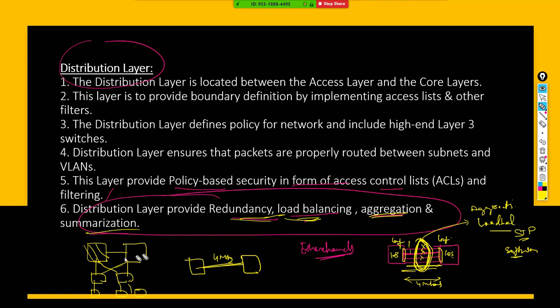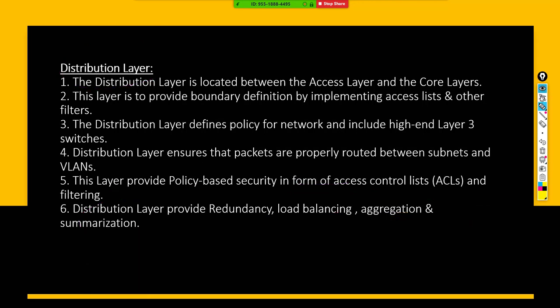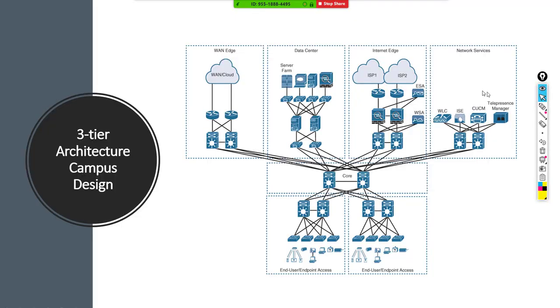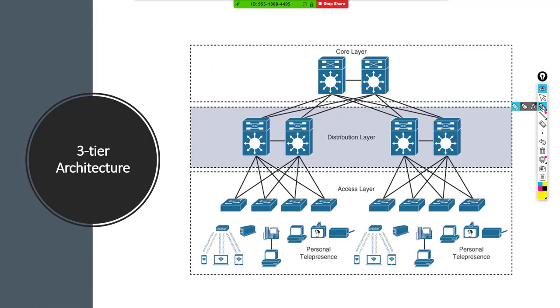Okay, redundancy is a factor where I have 2 devices, one goes down, I still have one path to go out. Okay, so these are the concepts which come under the distribution layer. If you see here, now you might understand what is the purpose of distribution.